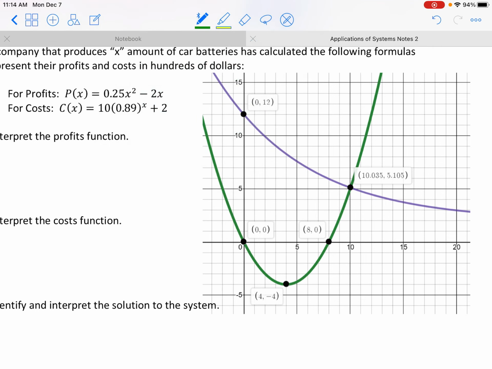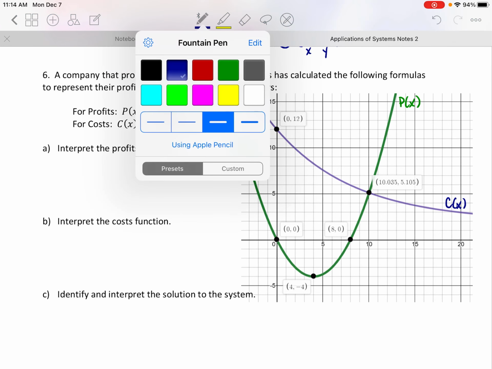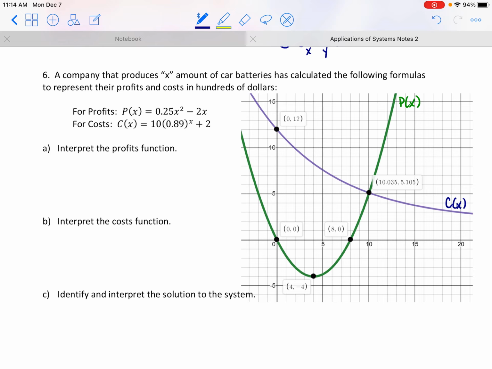So I'm going to call this P of X, just so it's all clear. And then C of X is an exponential function, and we can see that behavior happening with this bluish purplish one. So I'm going to label this C of X, just so again it's all clear. First, for part A, it's asking us to interpret what's happening with the profits function. What's happening with P of X?